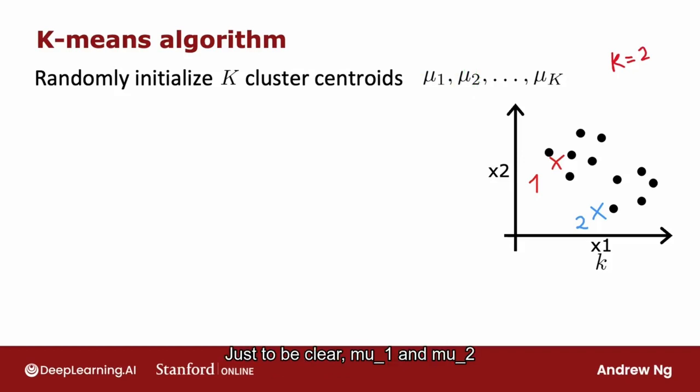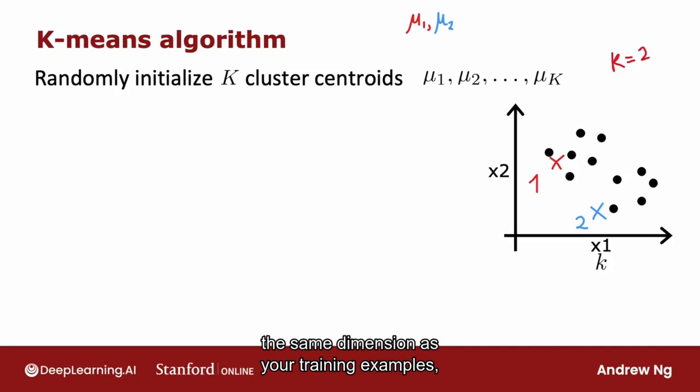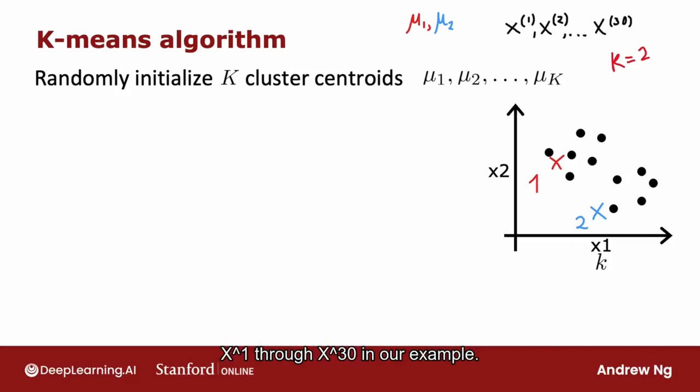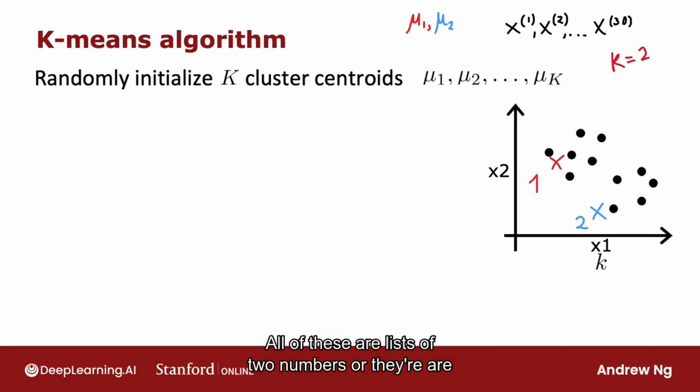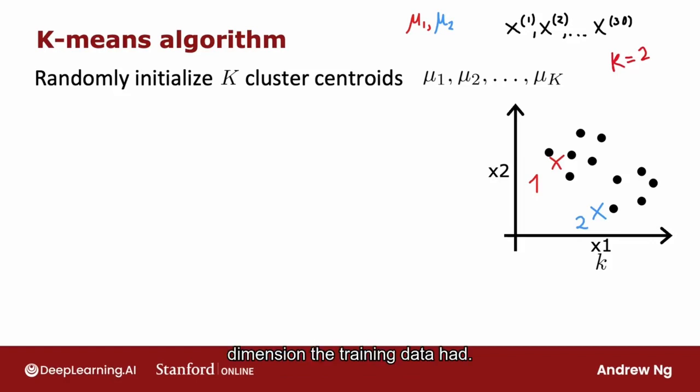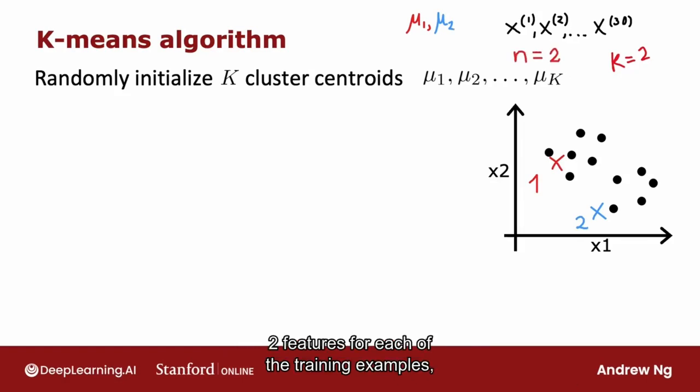And just to be clear, mu1 and mu2 are vectors which have the same dimension as your training examples x1 through, say, x30 in our example. So all of these are lists of two numbers, or they are two-dimensional vectors, or whatever dimension the training data had. So we had n equals 2 features for each of the training examples, then mu1 and mu2 will also be two-dimensional vectors, meaning vectors with two numbers in them.